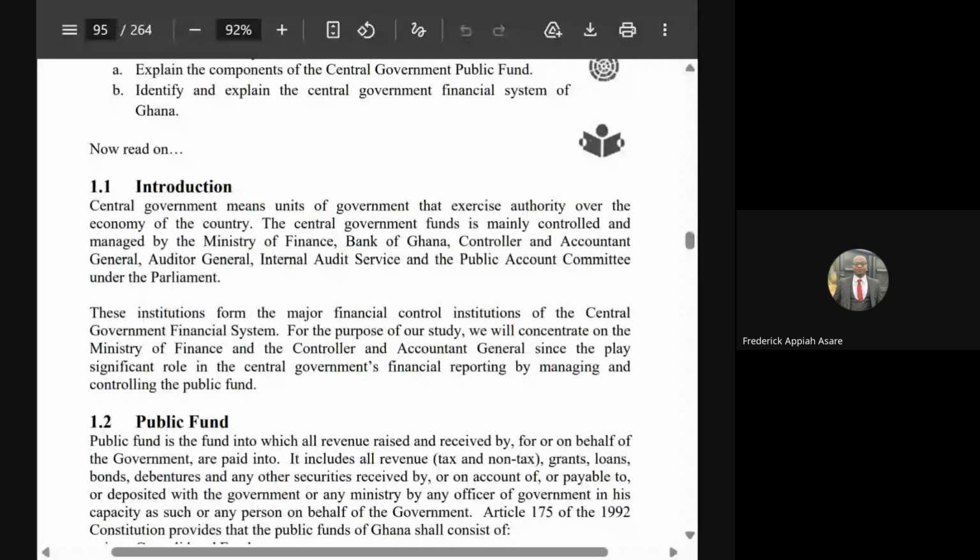The central government is where they have the three funds that I made mention of. That is where all monies in the country go into. So how are they going to account for all this money that has come in? That is what you're coming to do under this unit 3.